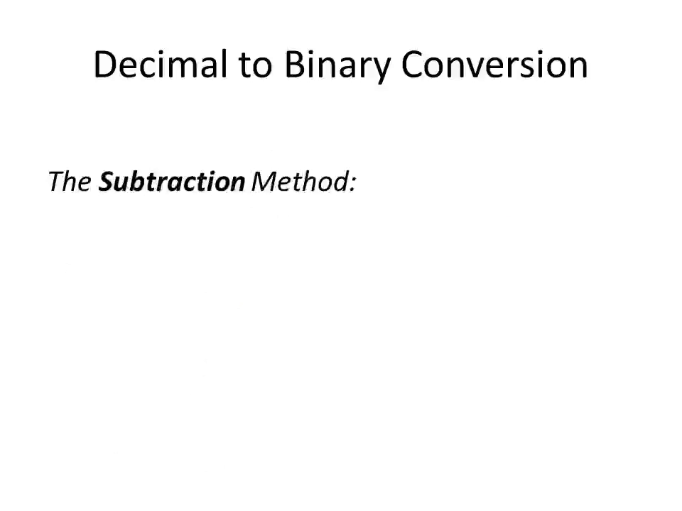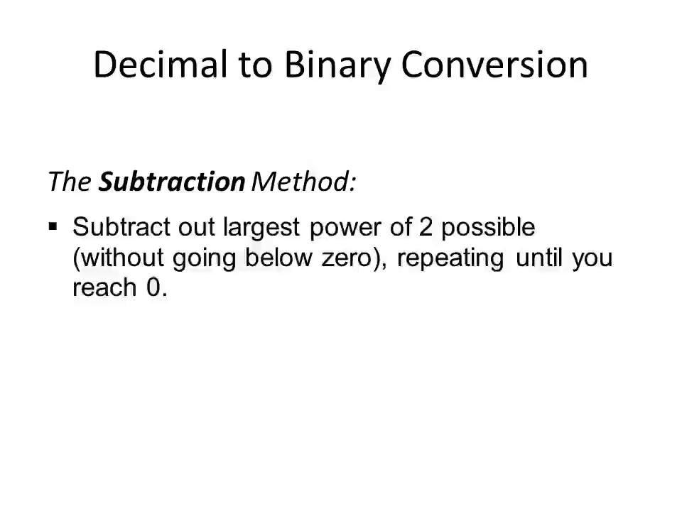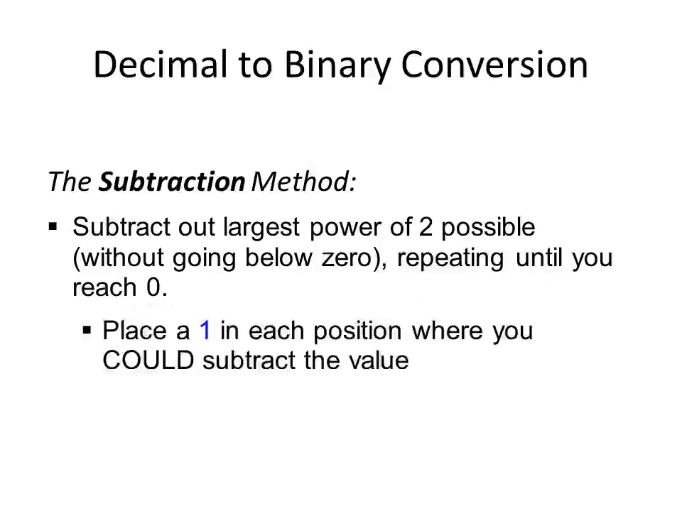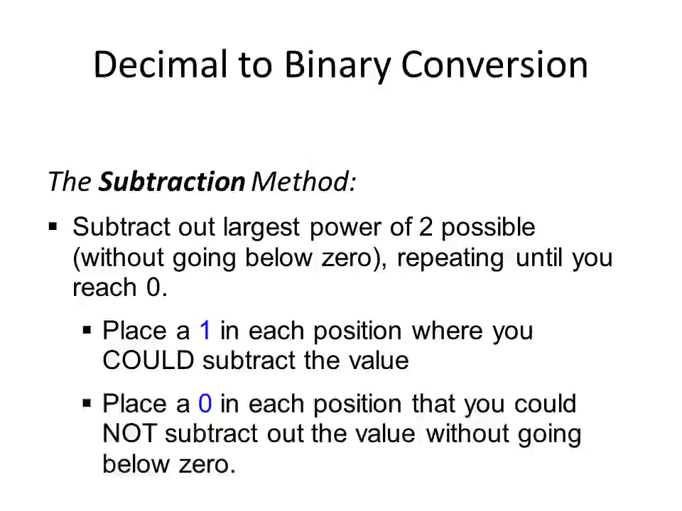Another method is known as the subtraction method. In the subtraction method, subtract out the largest power of 2 possible without going below 0, repeating until you reach 0. Then again there is a step: place a 1 in each position where you could subtract the value. Place a 0 in each position where you could not subtract out the value without going below 0.